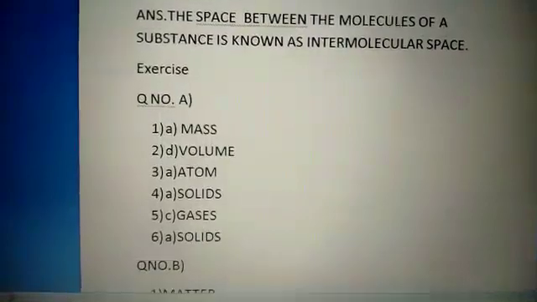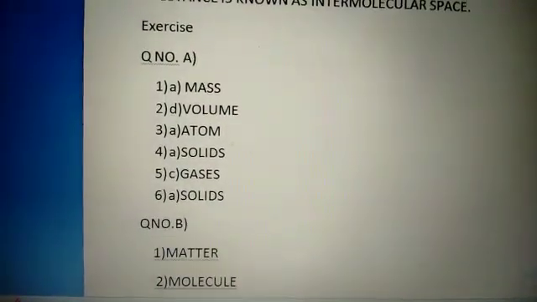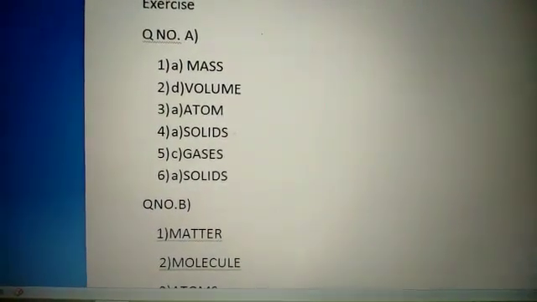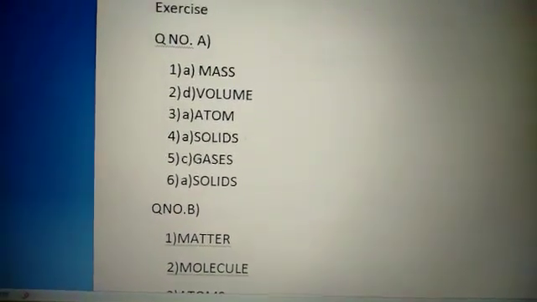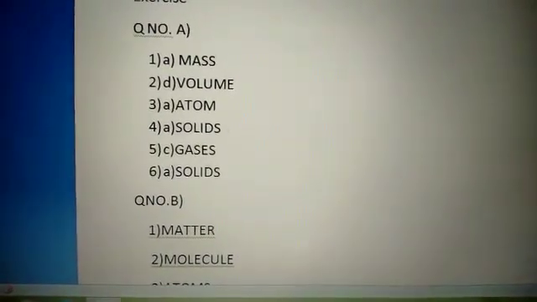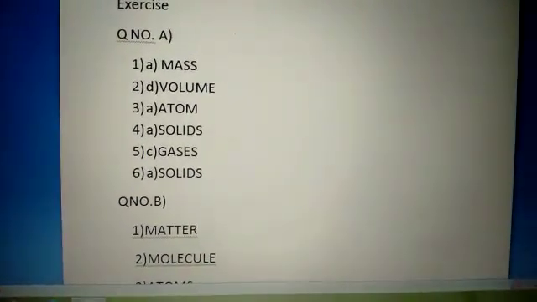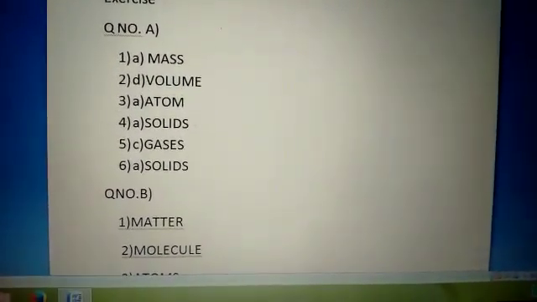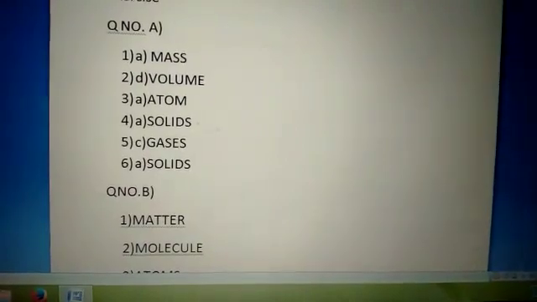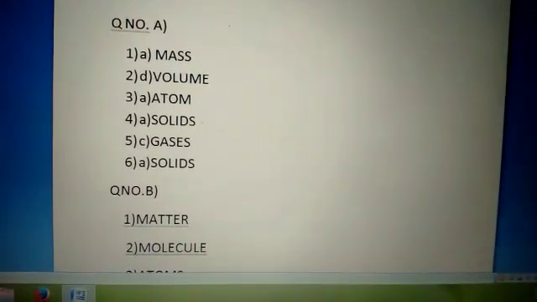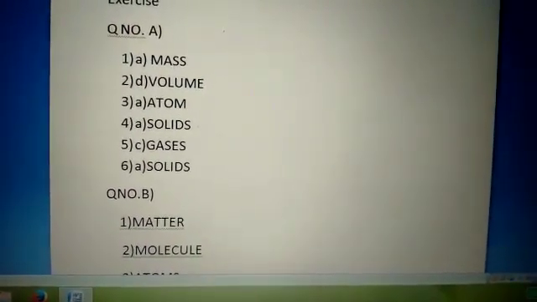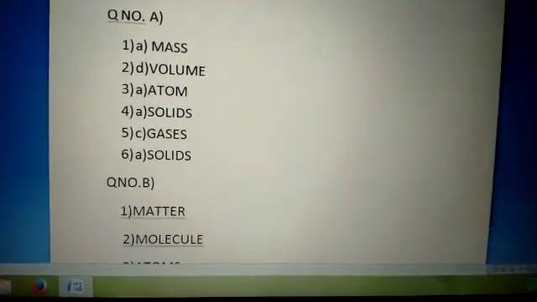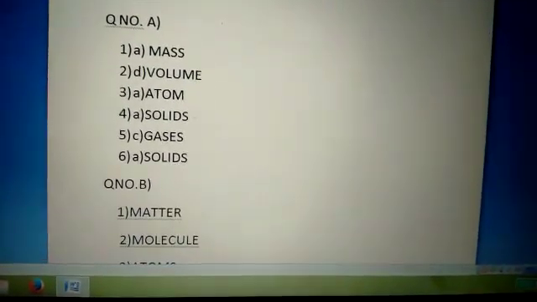Now we will move to the exercises where we have to solve, take the correct answers, fill in the blanks and true false. Moving on to question number 1, as you are having your book with you, so you can solve with the help of that. The amount of matter contained in an object is known as its mass. Question number 2, the amount of space occupied by matter is called its volume.